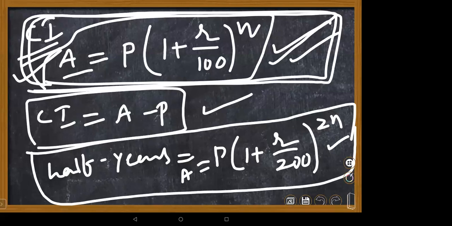But if you have half yearly, what will you get? In 1 year, how many half years will you get? 2. In place of n, you will substitute 2 there. Understood, children? Quarterly means 4. In 2 years means 8.